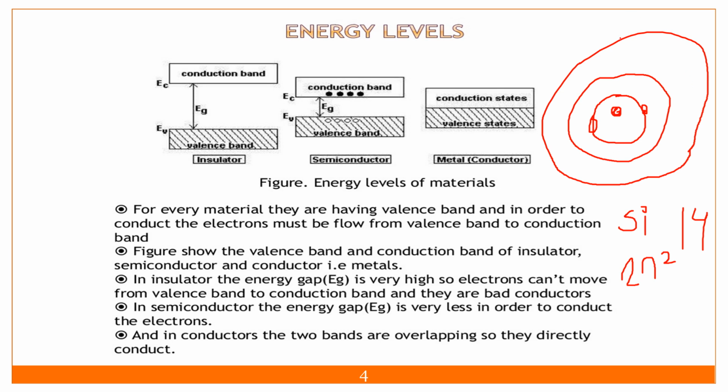So how many electrons remain? This is first, this is second, this is third, and this is fourth. 4 electrons are there. The electrons in the last orbit are called valence electrons. The electrons which are attached in the inner orbits are not used for conduction purposes.